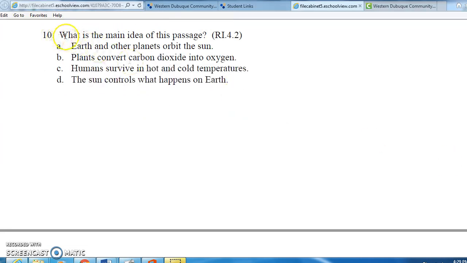Number 10, what is the main idea of this passage? A, Earth and other planets orbit the sun. B, plants convert carbon dioxide into oxygen. C, humans survive in hot and cold temperatures. Or D, the sun controls what happens on Earth. Please pause to go back and find your answer.